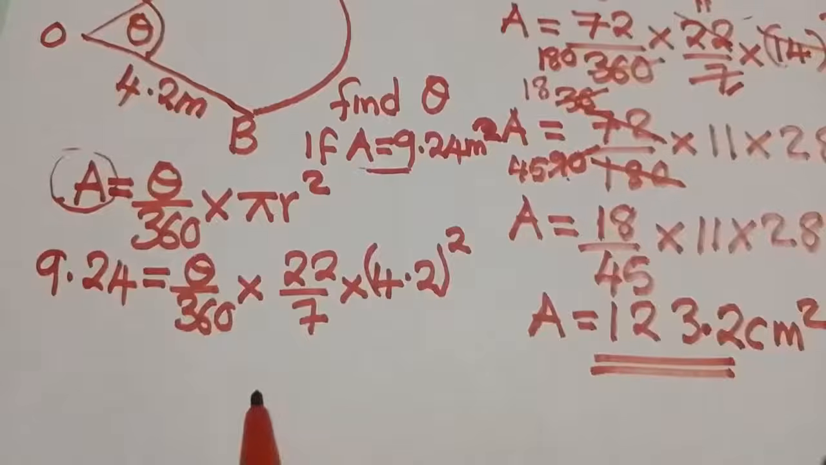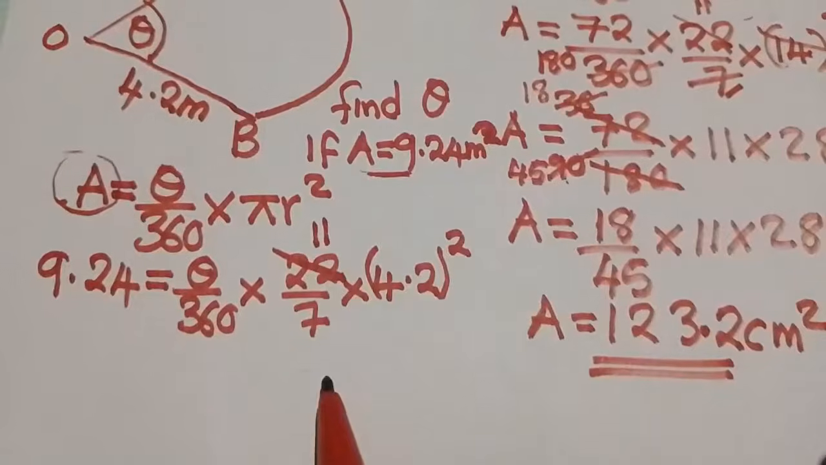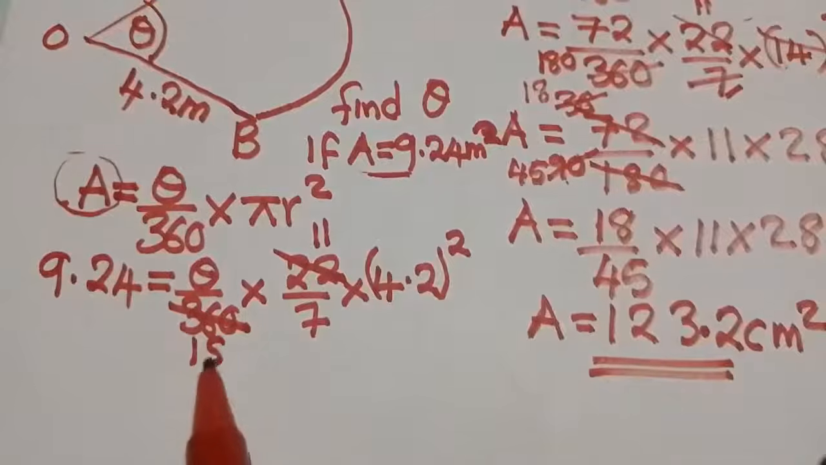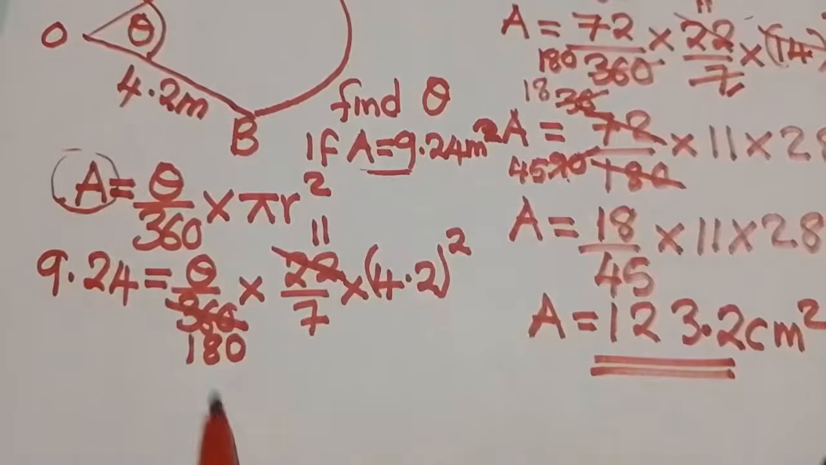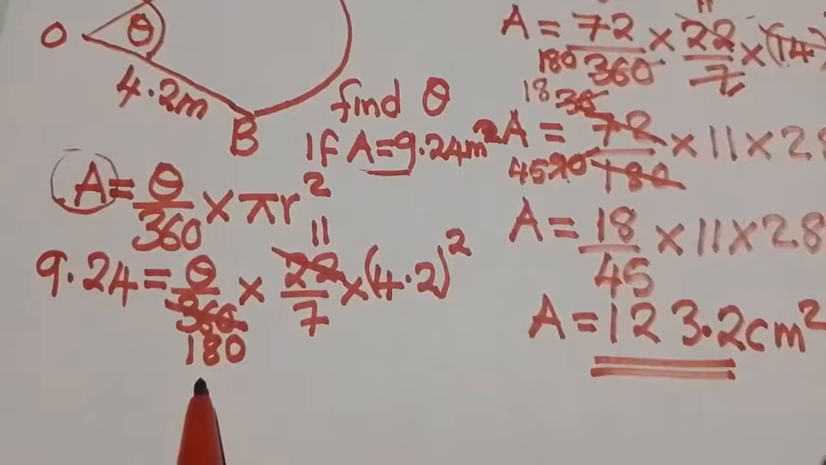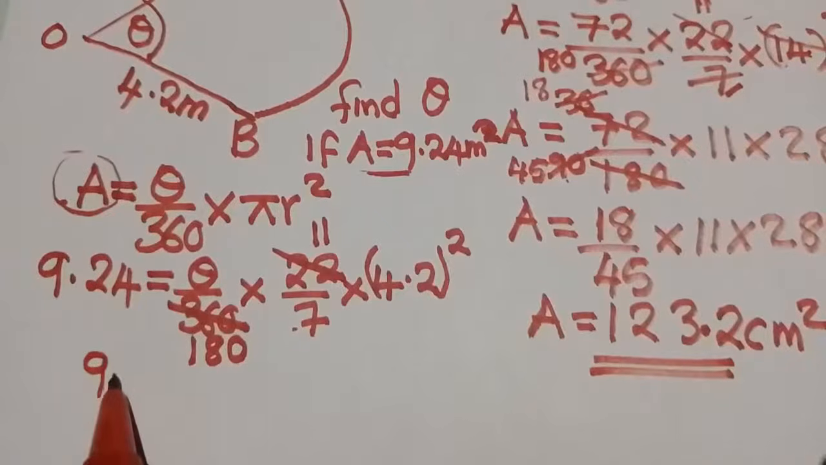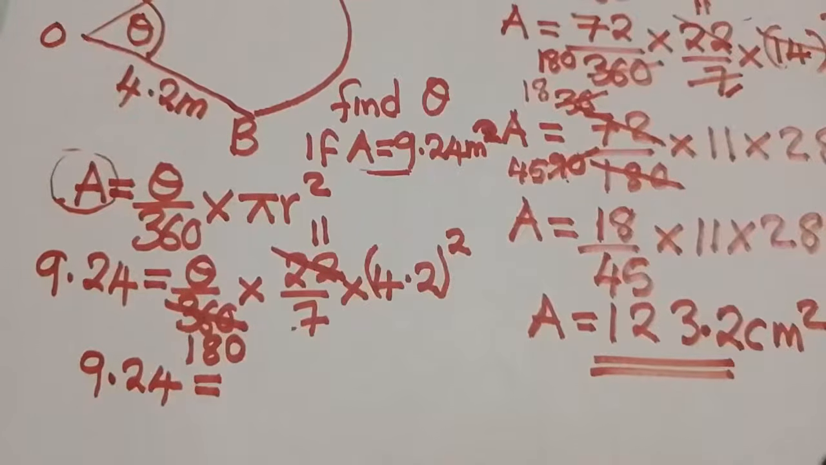You say, okay, here you cancel out. What is 2 there? 2 there it is 11. And 2 there it is 180. Have you seen 180? This is the 180 that is here. The other thing you are going to consider is that you are going to multiply these two. So 9.24 is equal to, what is 180 times 7?